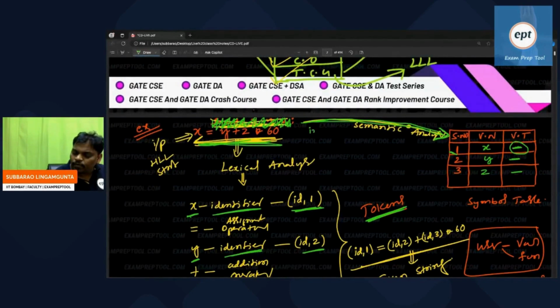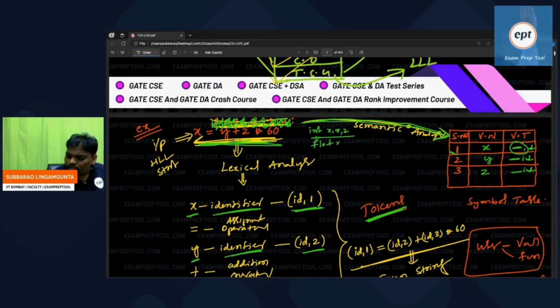Be careful. int x, y, z. Whenever you write the declaration int x, y, z, x is integer, y is integer, and z is integer, and you store them. Unfortunately, you have written one more line.